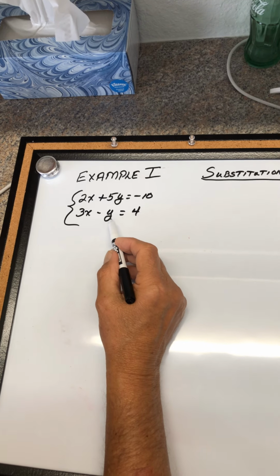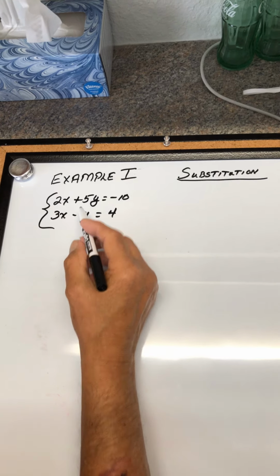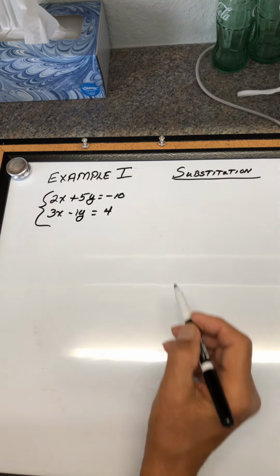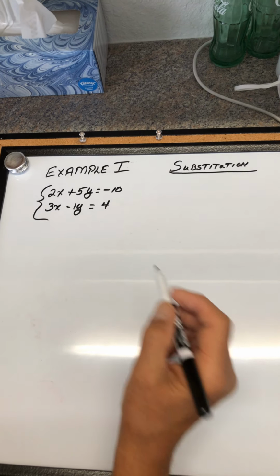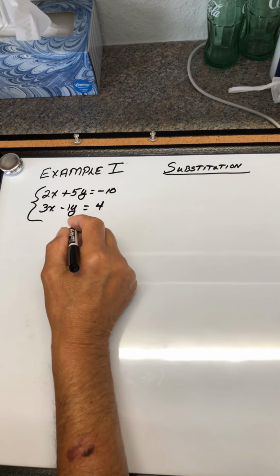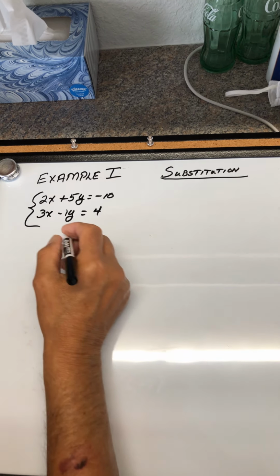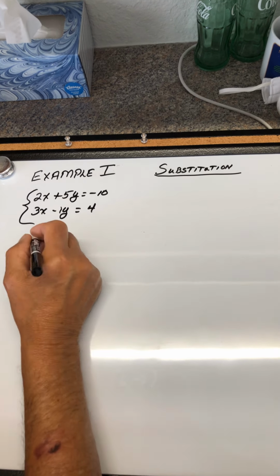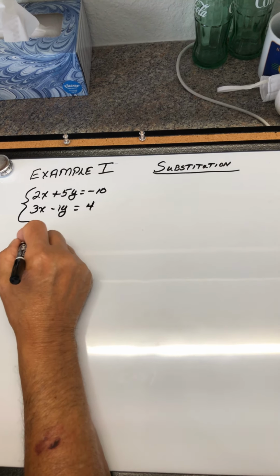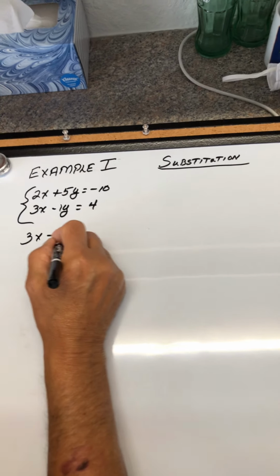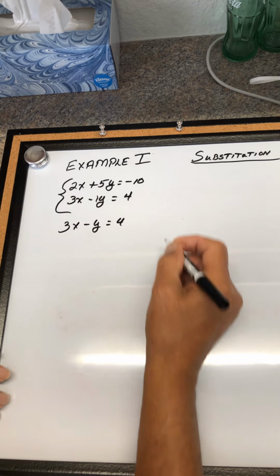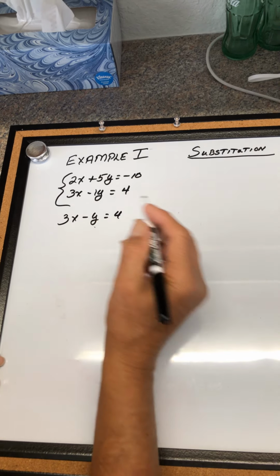And I look at this. This is already y. The coefficient in front of there is 1. That's what I'm looking for. I want to solve that for y. So what I'm going to do is take this equation here, 3x minus y equals 4, and I'm going to solve it for y.